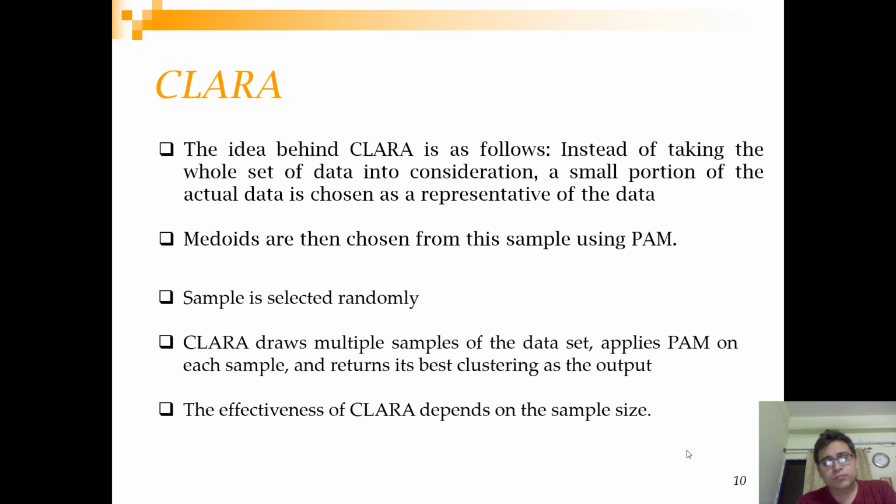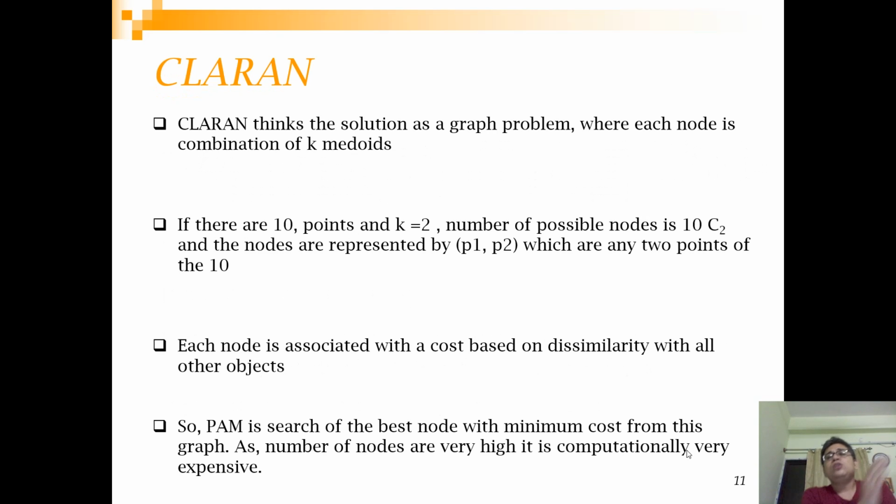Now there was a need to further improve CLARA, and there we see CLARANS. CLARANS is quite different intuitively. CLARANS thinks of the solution as a graph problem, which is very interesting. It thinks that the solution is a node. So what is the solution? The solution is the combination of the medoids. A combination of any k points out of the original observations is one of the nodes.